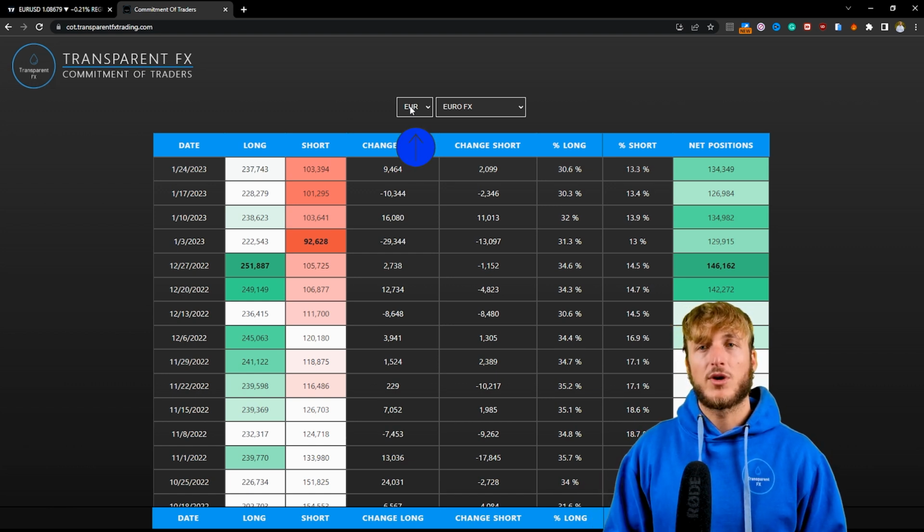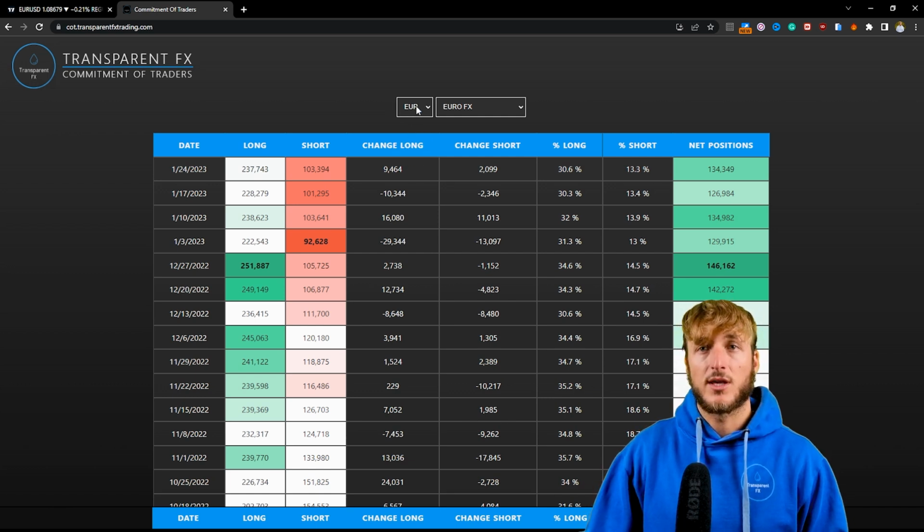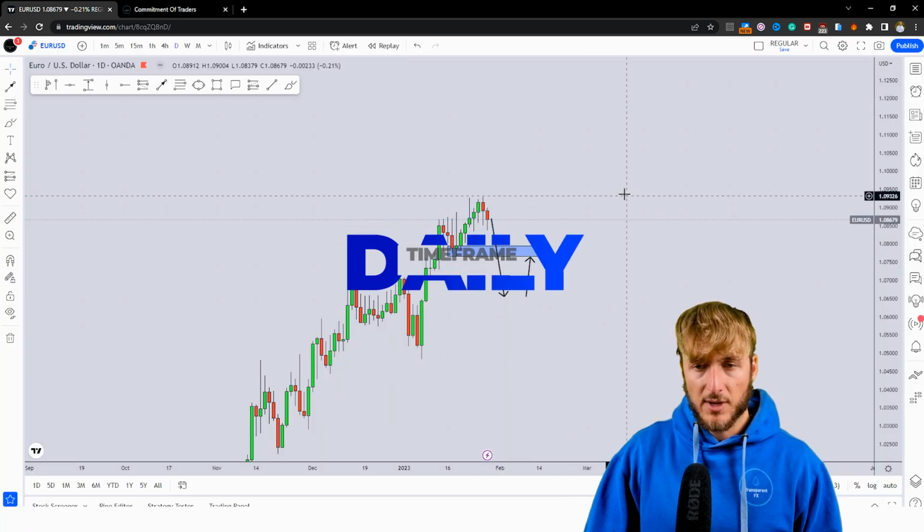Now, why do I say Euro USD even though we're checking the data just for the Euro? You have to remember that all currencies on the spot are traded against the USD. So if you're checking the data for the Euro, you are actually already checking Euro USD. So moving back to the chart.